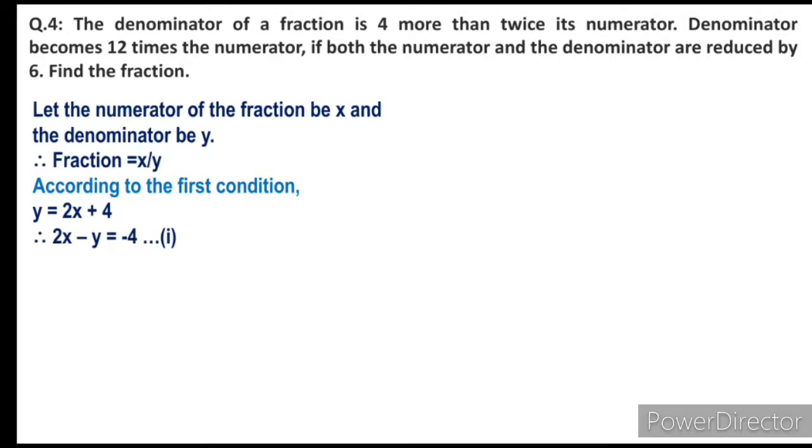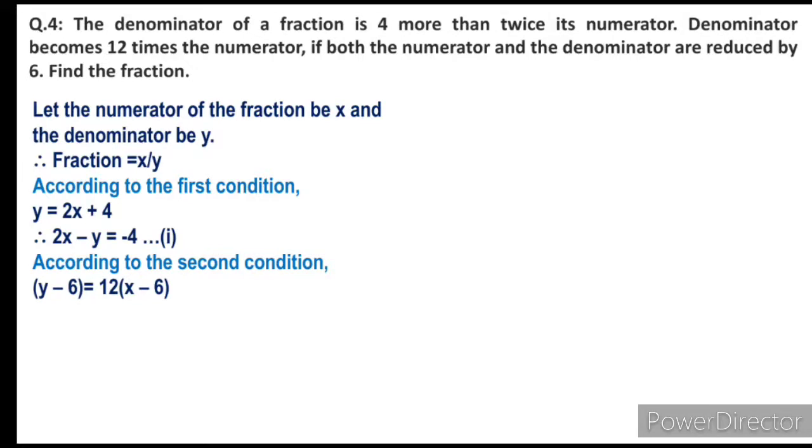So this is your equation number 1. Now according to the second condition, it says denominator becomes 12 times the numerator, which means y equals 2 multiplied by x. But if both numerator and denominator are reduced by 6, means minus 6, so denominator is y minus 6 equal to 12 multiplied by x minus 6. Denominator becomes 12 times numerator if 6 is reduced from denominator and numerator.